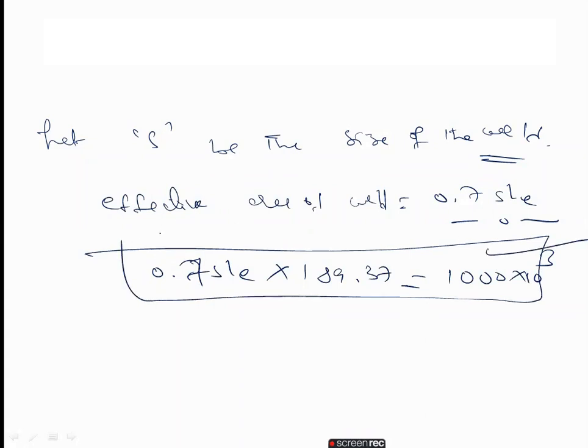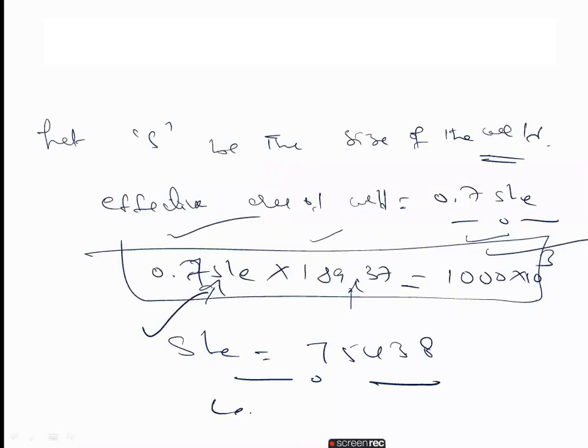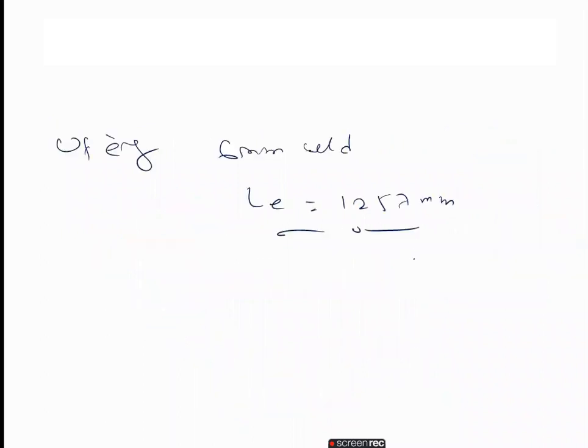So whatever the load here and whatever the load here. So then what happens? This is the area. Area into strength, whatever we got here, the strength of the weld. This is the load. And again, whatever the load given in the problem is 1000. From this, I will calculate S into LE equal to 7543.8. Okay. Suppose now I assume I am using 6 mm weld, what happens? So LE should be 1257 mm. So please substitute 6 mm in this S. Now we will get the LE value. So LE value we got total 1257 mm.